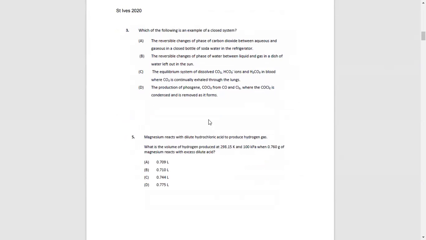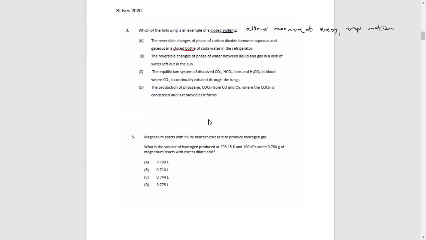Let's run through some basic, easier questions. It asks us for an example of a closed system. Now remember what we said a closed system was earlier. A closed system is a system that allows movement of energy in and out of the system, but traps the matter, basically. The matter cannot move in or out. So the reversible changes of phase of carbon dioxide between aqueous and gaseous in a closed bottle. So that seems good. It's a closed bottle.